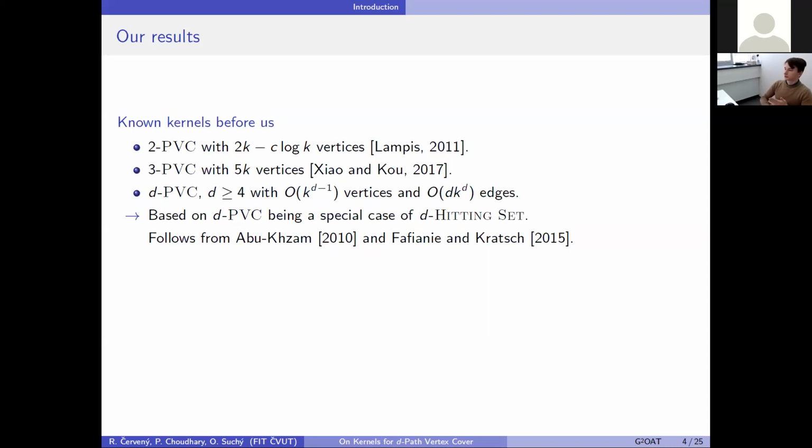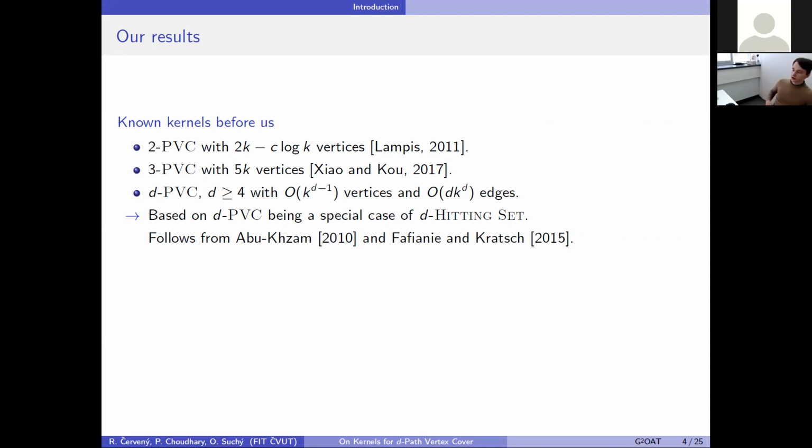let's look at our results, what I'm going to talk about here. Among the known kernelization algorithms before us, there were linear kernels for 2-PVC and 3-PVC. 2-PVC here corresponds to the very well-known vertex cover problem. So these are very good results. These are, I can say, asymptotically optimal. But for the general d-PVC, where d is greater than 4, nothing of this sort was known.